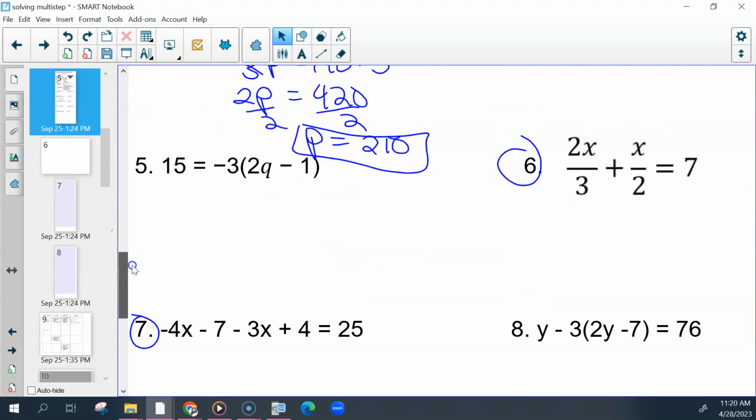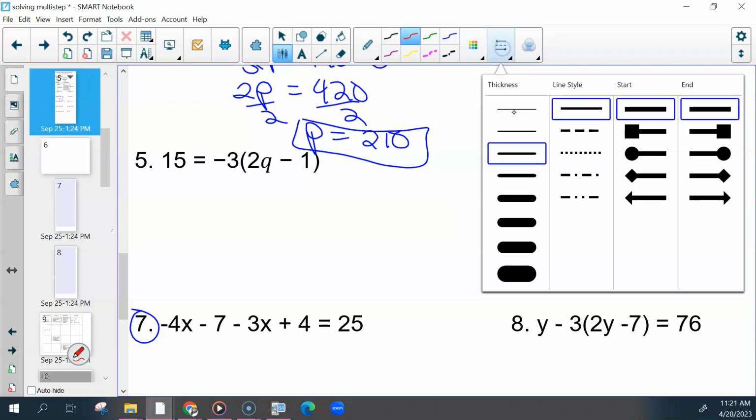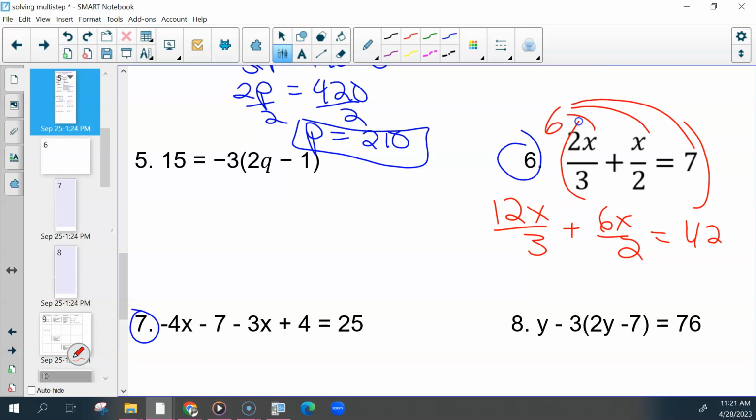So we get rid of the fractions. We have to multiply this entire thing by something that both of these go into. What is the number that 3 and 2 both go into? 6. So when we do that, we're basically distributing the 6 to just the numerators and the 7. So this becomes 12x over 3 plus 6x over 2 equals 42. Now, it's still a fraction right now, but it'll change in the second column.